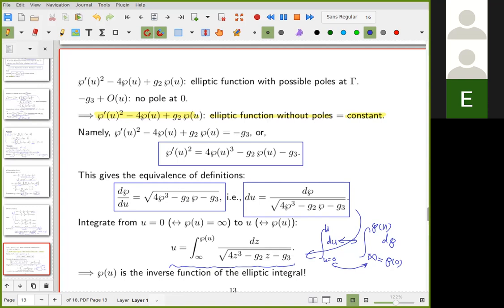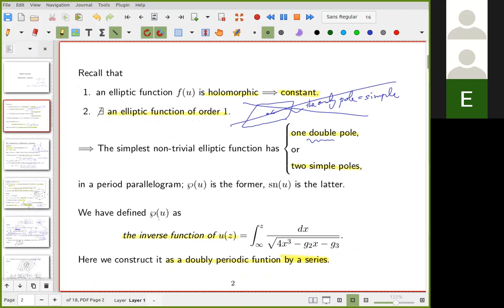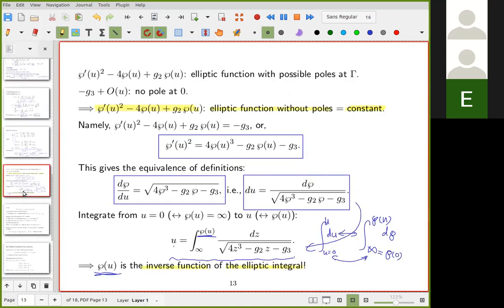Therefore, U is expressed as an elliptic integral from infinity to P of U, which means that P of U is an inverse function of this elliptic integral, which was the definition of P last time. So this construction by the series is consistent with the previous definition.